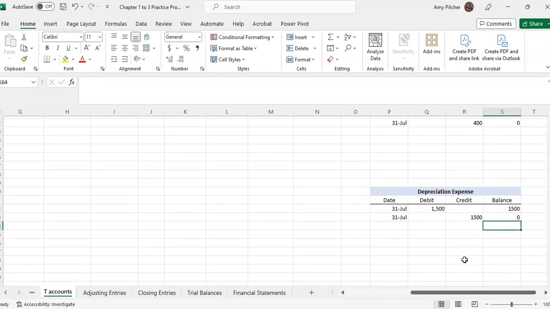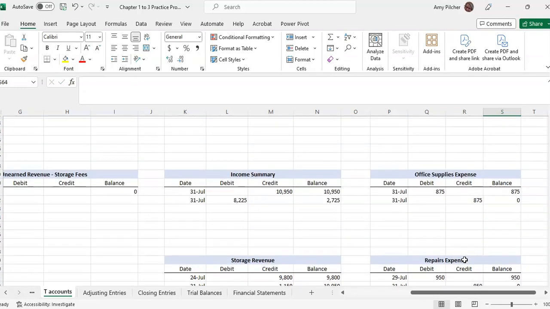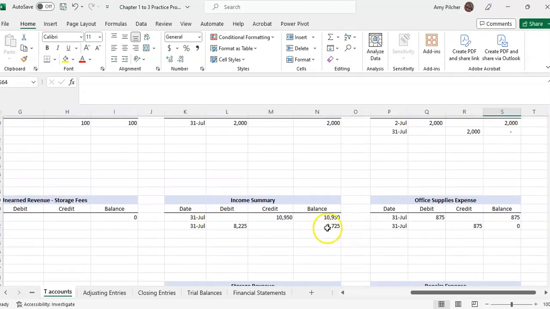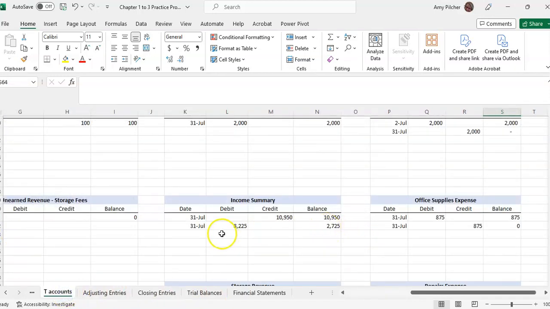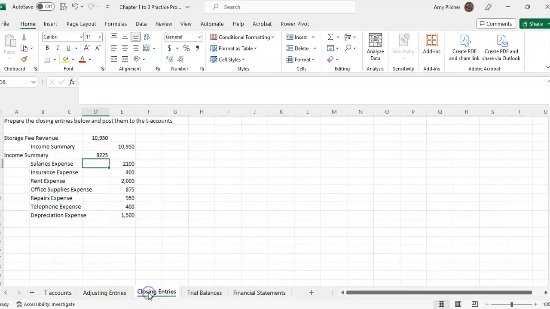Now all of our expense accounts have zero balances. The last thing that we need to do is, so second last thing, we need to close income summary to retained earnings. So currently, if we see on our T account, we have a credit balance in income summary. If we had a net loss, it would be a debit balance. So we have a credit balance in income summary, so we need to debit income summary for $2,725 to get it to a zero.